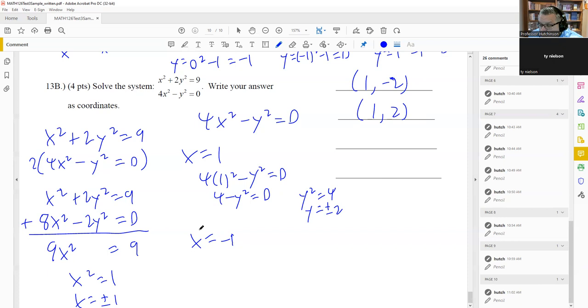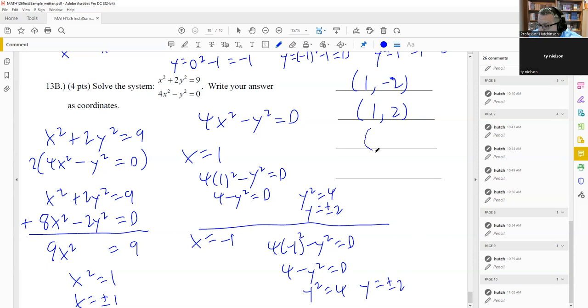Now I'll do the same thing here. I have 4 times negative 1 squared minus y squared equals 0. So this is squared, and I get exactly the same result here. y equals plus or minus 2 for that as well. So I'll get negative 1, negative 2, and negative 1, 2. So I do get four answers on this: 2 with positive 1 and 2 with negative 1. So 4 answers I get on this particular one here.